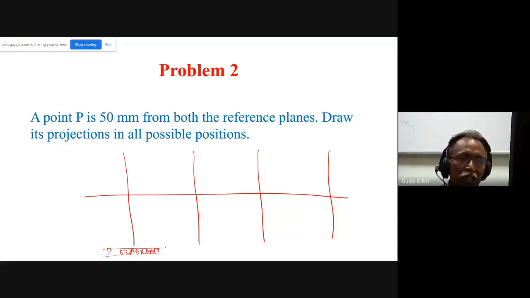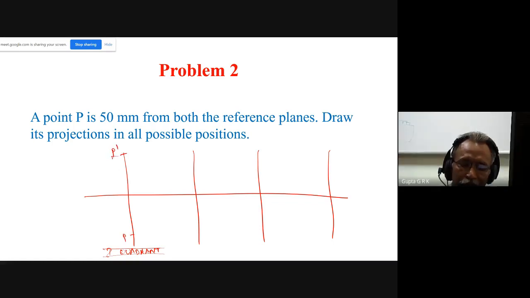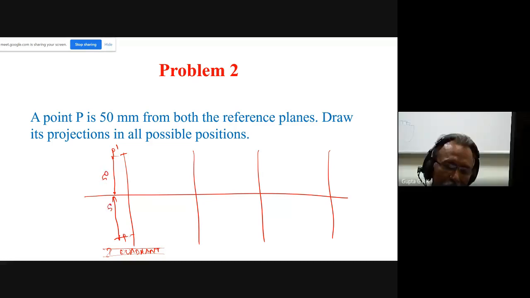Okay. And name the point as P. So where will be P dash and where will be P? P dash above XY, 50, and P below. Both are 50 I have to show. So you have to show both 50. Is it okay? Yes, sir. So leave some distance in between.